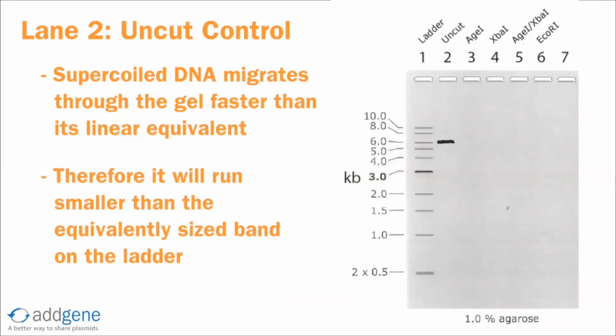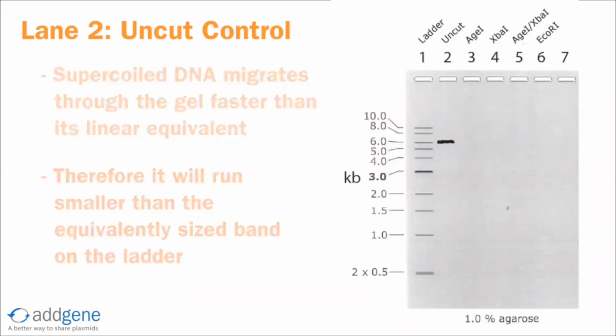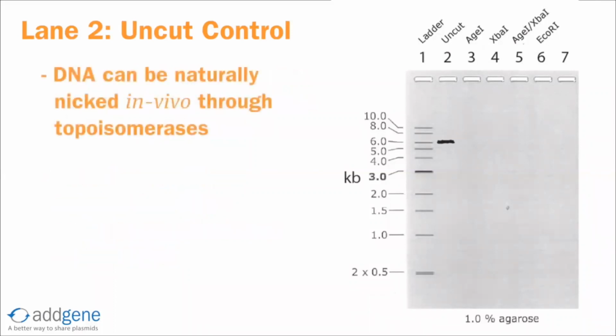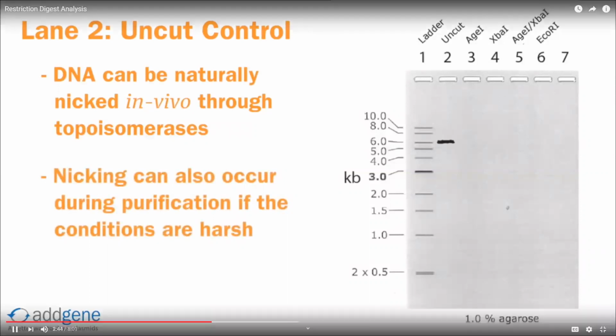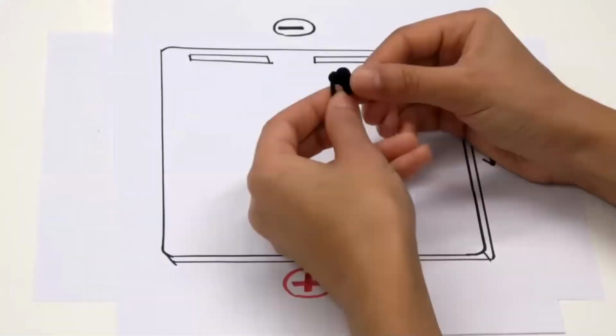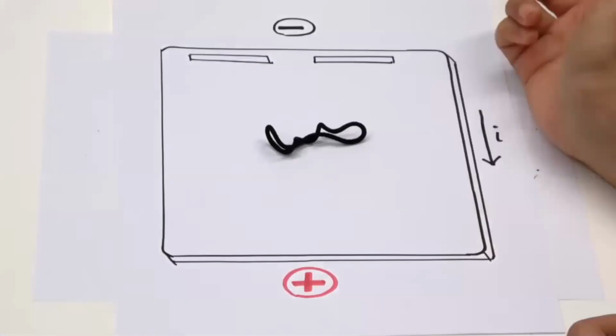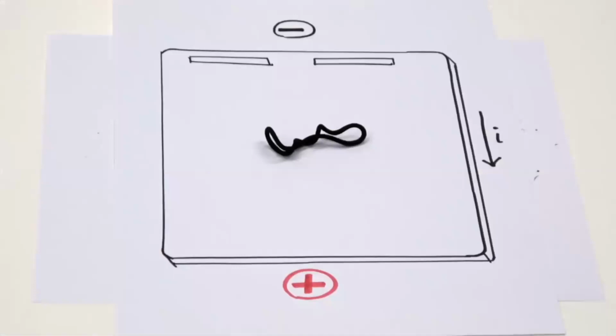Another conformation of uncut plasmid DNA is nicked. DNA can be nicked naturally in vivo through the activity of topoisomerases. DNA can also get nicked during purification if the conditions are harsh, so it's common to see nicked DNA in your uncut control. When one strand of the DNA is nicked, supercoiling is released, so the conformation of nicked DNA resembles a floppy hula hoop or a hair tie, making it relatively large.